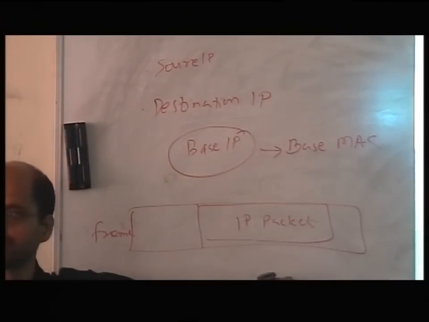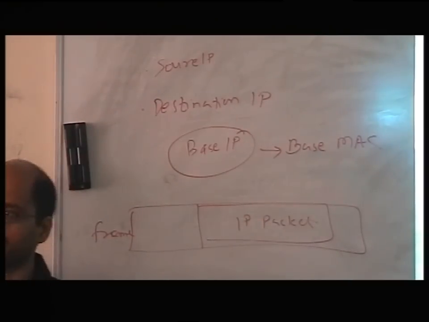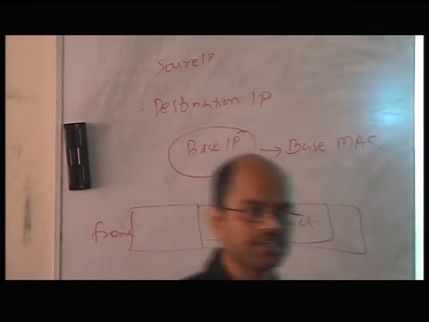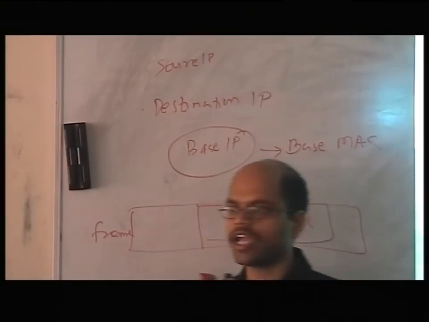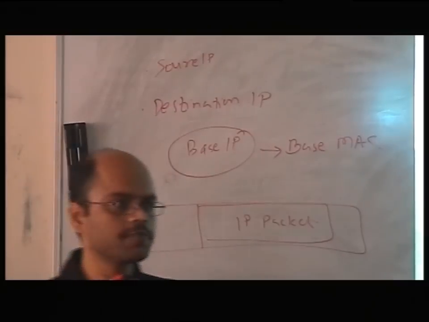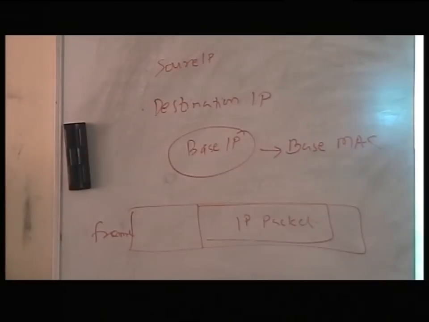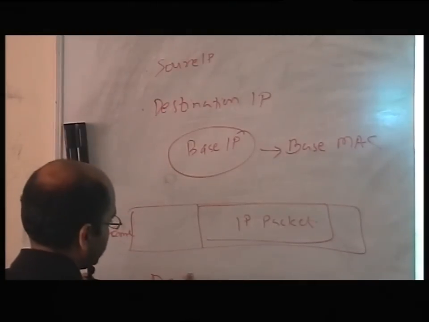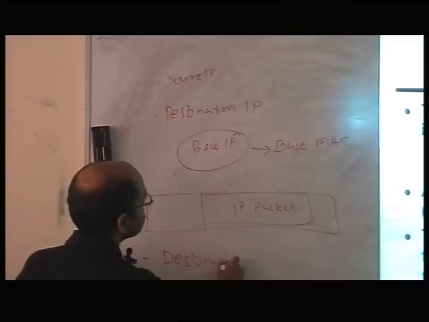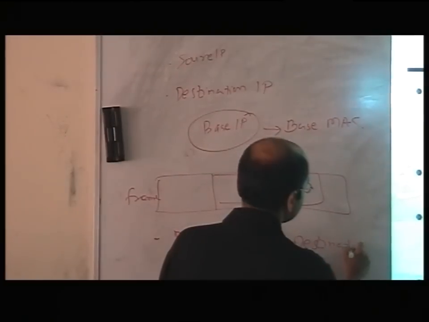The base station gets this, it takes out the frame address, and it looks at the packet. It sees the source IP and destination IP. It sees that the destination IP is not its own IP, so it has to give this packet to somebody else. Now what will the base station do? Find the corresponding MAC address of the destination. So it converts this to the destination MAC.